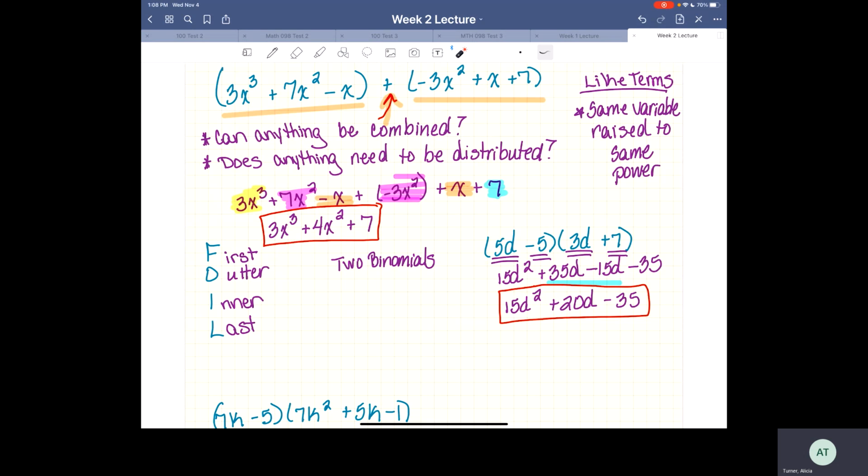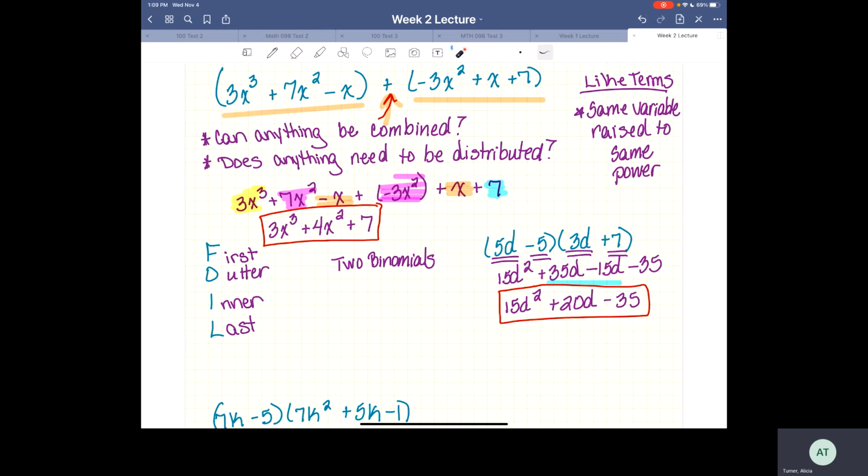Before you can get rid of your parentheses, you want to ask yourself if there's anything inside those parentheses that can be combined. Then you want to ask yourself, does anything need to be distributed? Now, in this situation, we've got a plus sign. On your homework, you may see a minus sign right there. And if you see a subtraction sign, you need to distribute that negative sign to everything. Okay? You need to distribute.